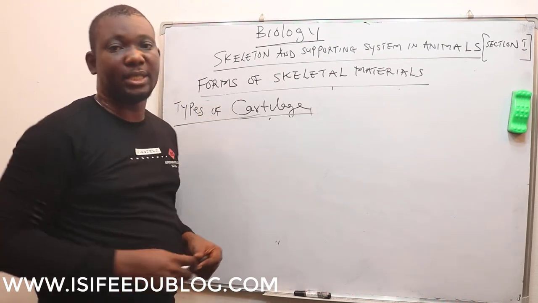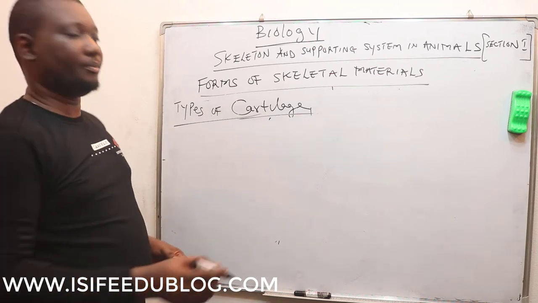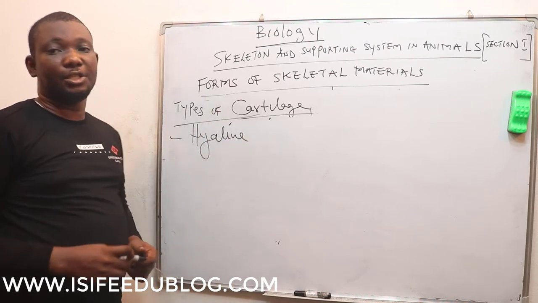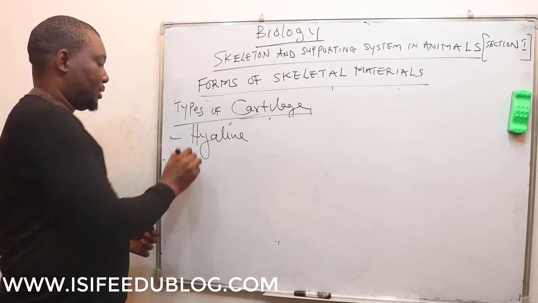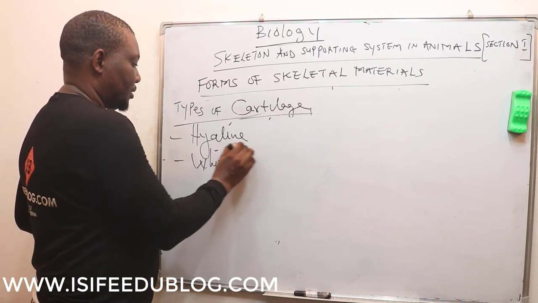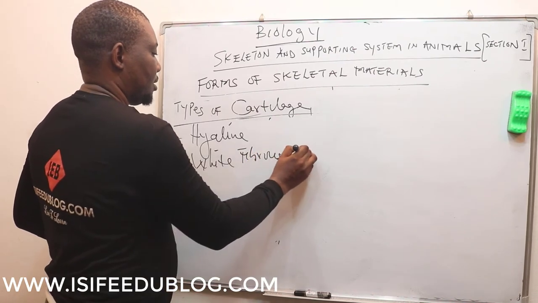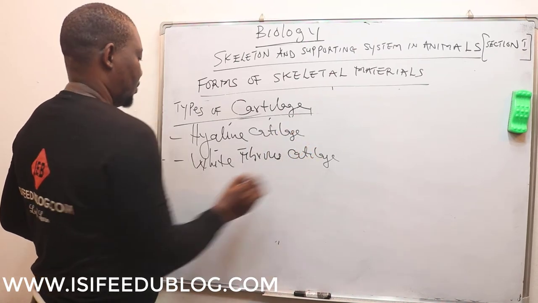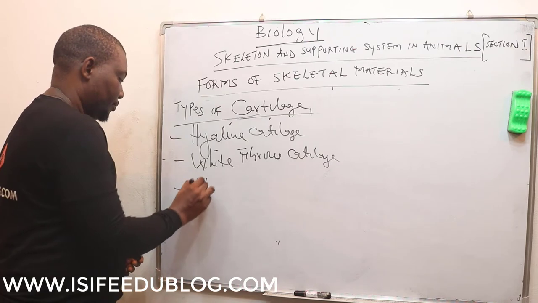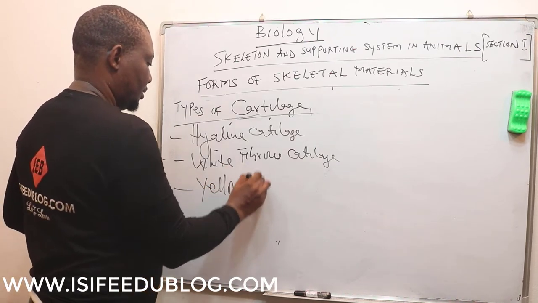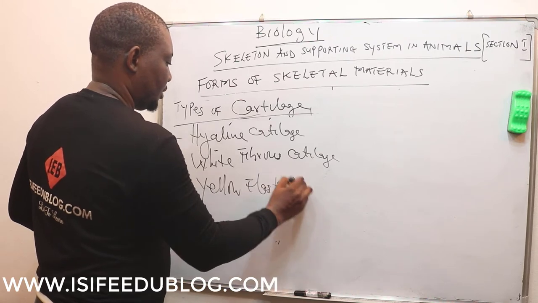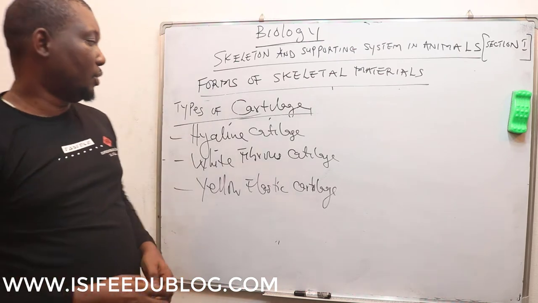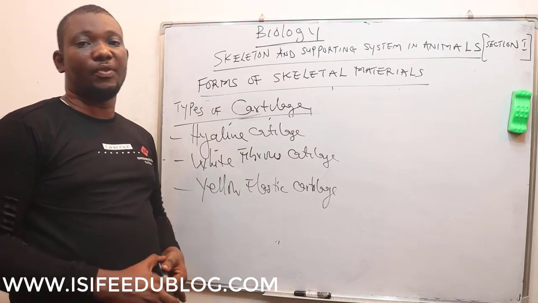There are three main types of cartilage. Namely, we have the hyaline. Two, we have the white fibrous cartilage. And the yellow elastic cartilage. Students, it's very important that you know these types of cartilage and the location of this cartilage.